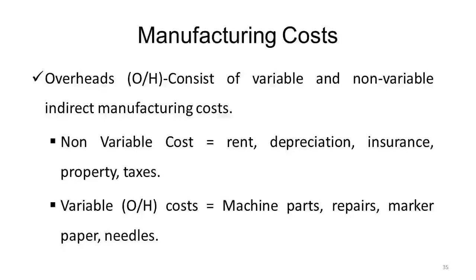And variable overhead costs are like machine parts, repairs, marker paper on which we do the marking, based on which the bulk cutting is done in the cutting department, and then we have the needles. Needles keep on breaking, but you don't see needles in the shirt. But without the needle, you cannot make the shirt. So these are variable costs, but these are overheads because it is indirect. It is not direct.